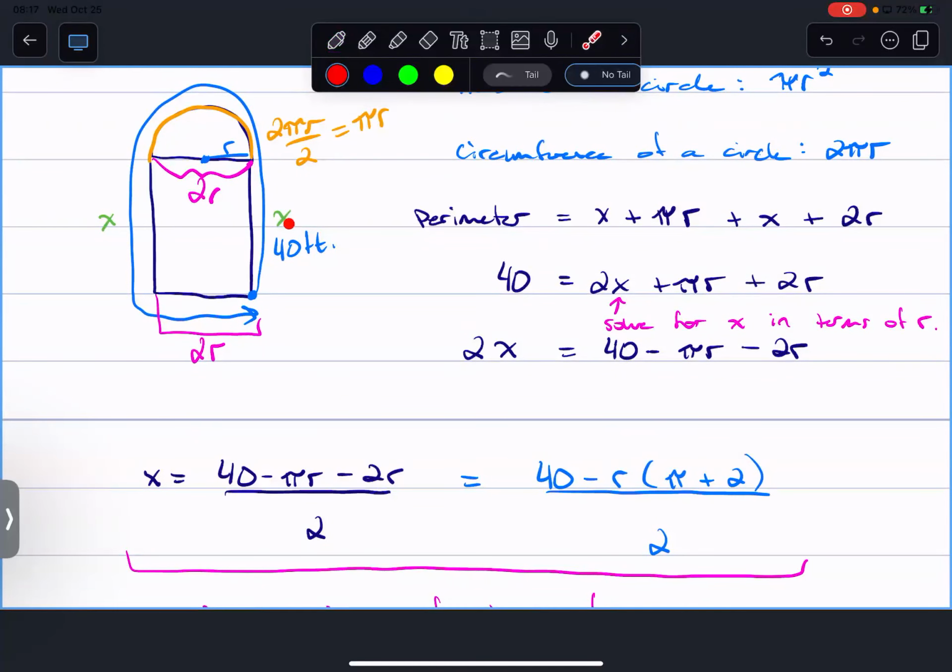Okay. So we could replace this x with something in terms of r. So let's do that. Go back up here. X is going to be kind of nasty: 40 minus r times pi plus 2, divided by 2. Same thing over here. Write it super weird, like this. They're the same, right?